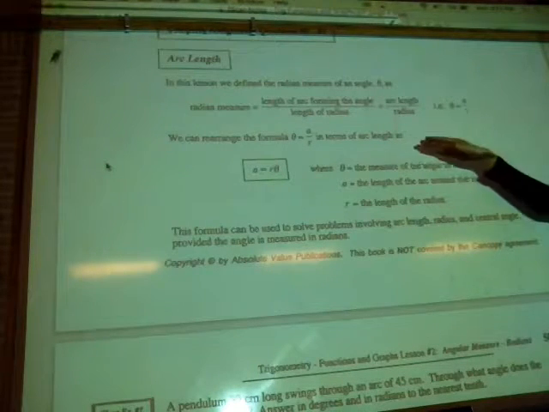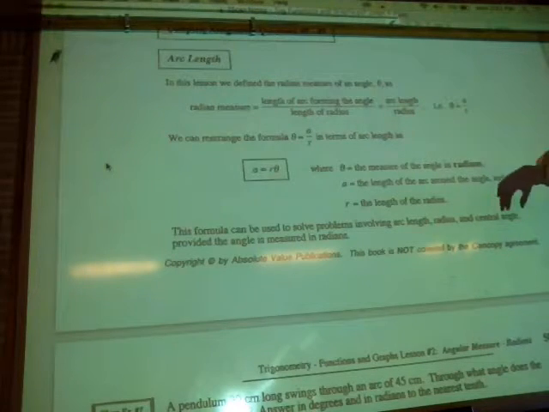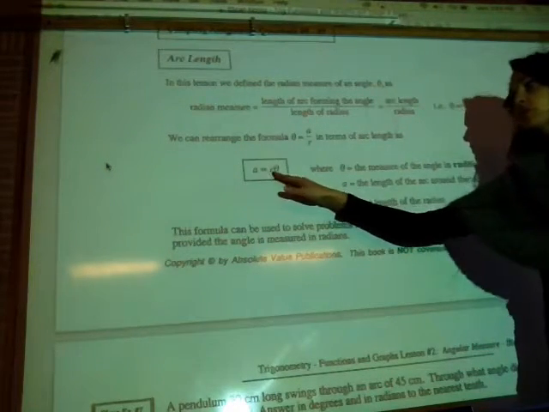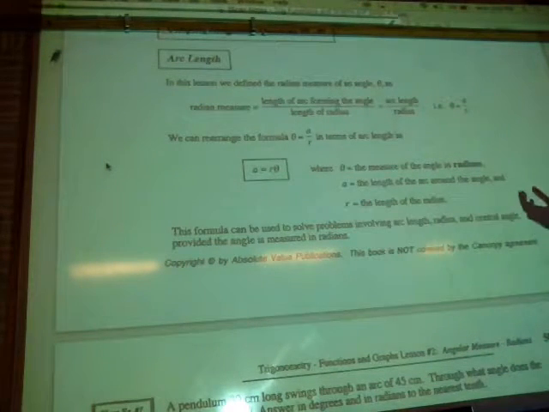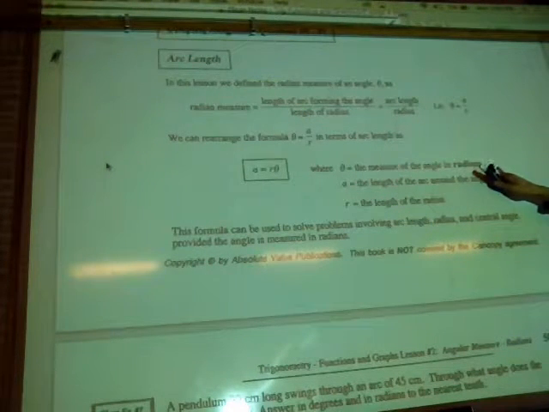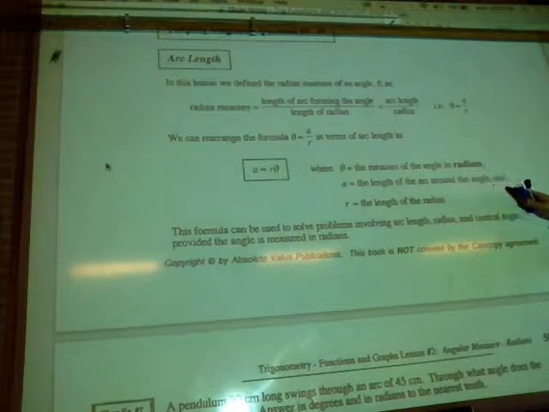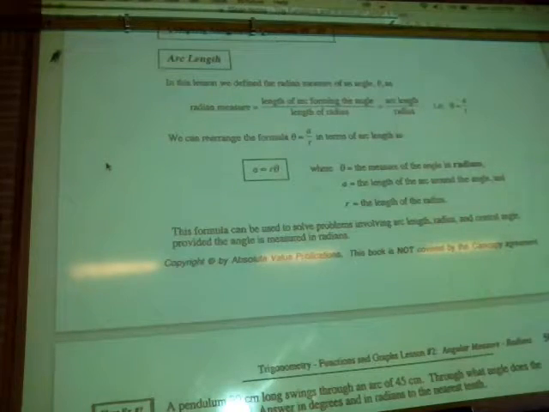Okay, so given that equation that we came from the radian measure, we can create a formula. Arc length is equal to the radius times the radian measure. So the angle that describes the arc. The measure of the angle in radians is theta. A is the length of the arc around the angle. And R is the length of the radius.